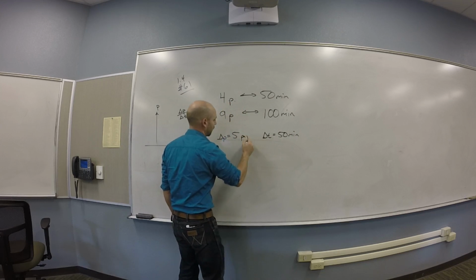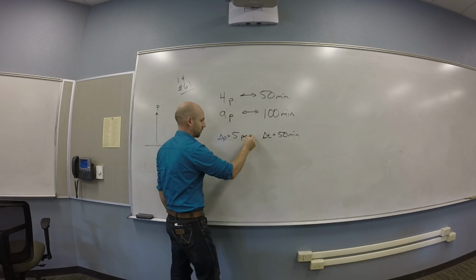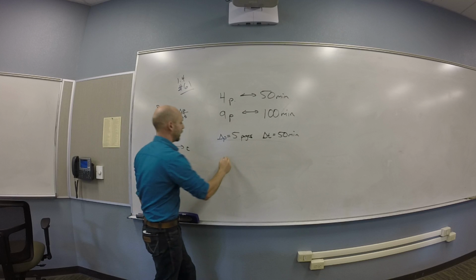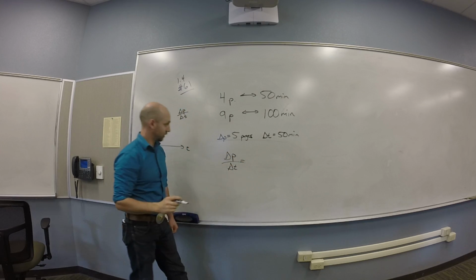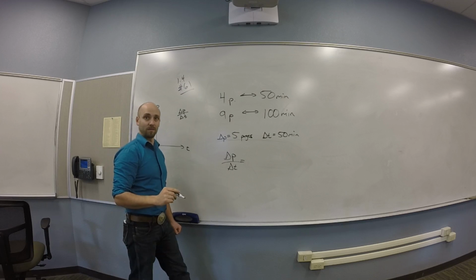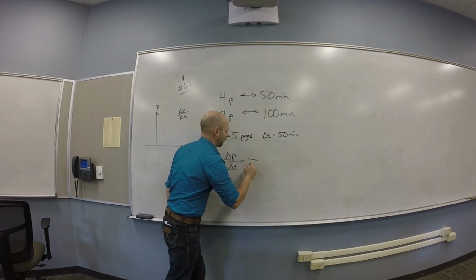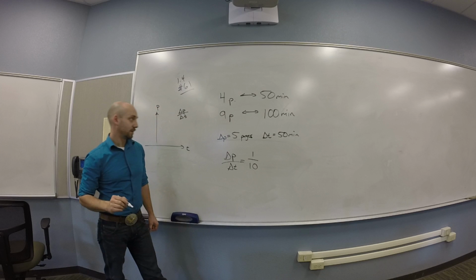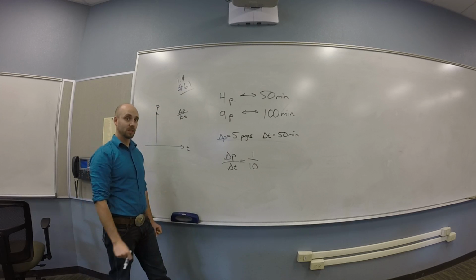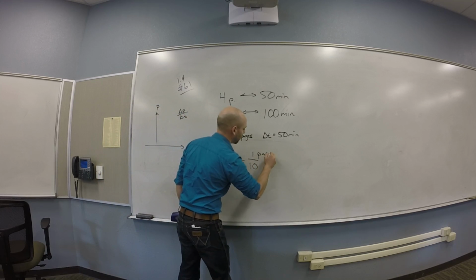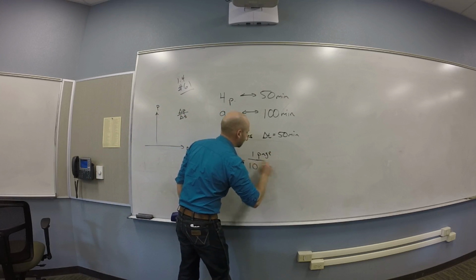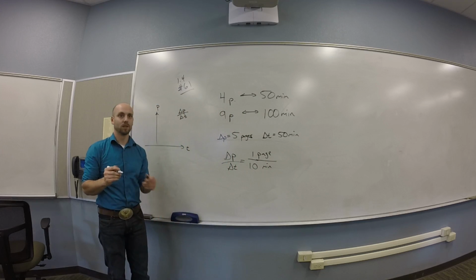Okay, and so my change in P per change in T is 5 over 50, which is 1/10, which is 0.1. I'm going to leave it as 1/10 because I want to explore the units. What are the units? Pages per minute, so 1 page per 10 minutes. Let's go with that.